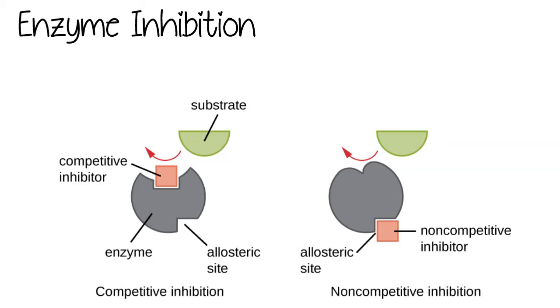Sometimes chemical reactions are prevented from occurring. In the left panel, a competitive inhibitor blocks the active site, preventing the substrate from binding. This is called competitive inhibition. Sometimes the inhibitor binds at what's called an allosteric site. The allosteric site is a non-active site, but when the inhibitor is here, it causes a conformational change at the active site so that the substrate no longer fits and cannot form a complex with the enzyme.